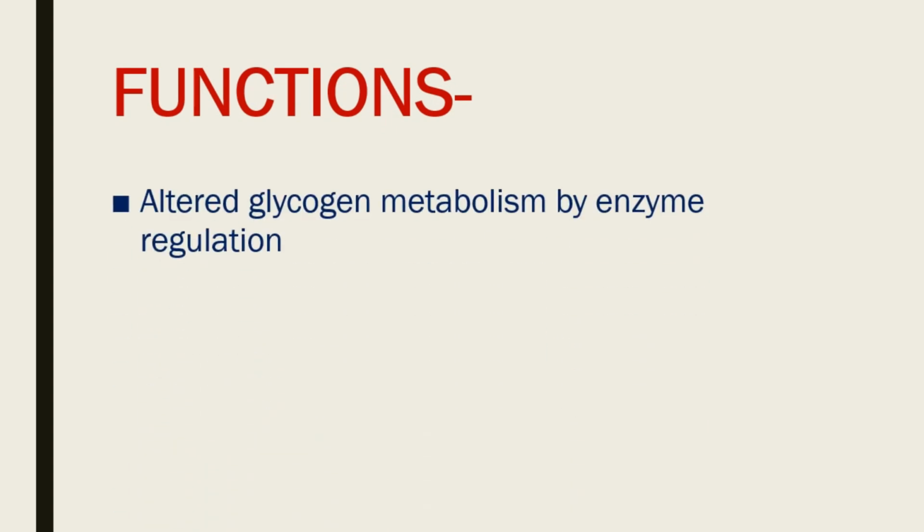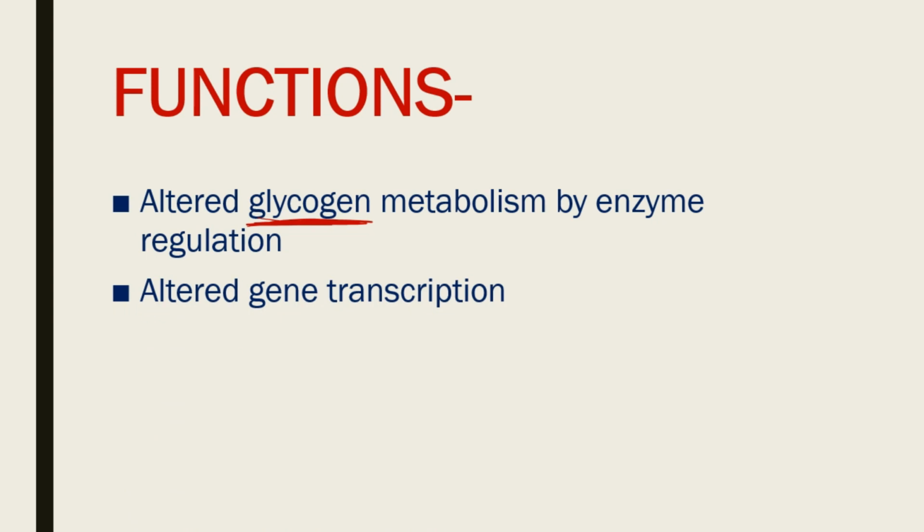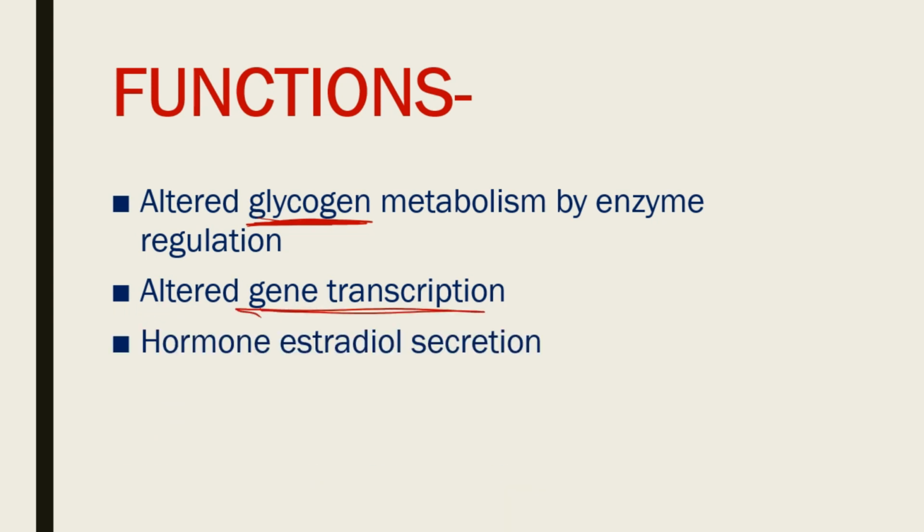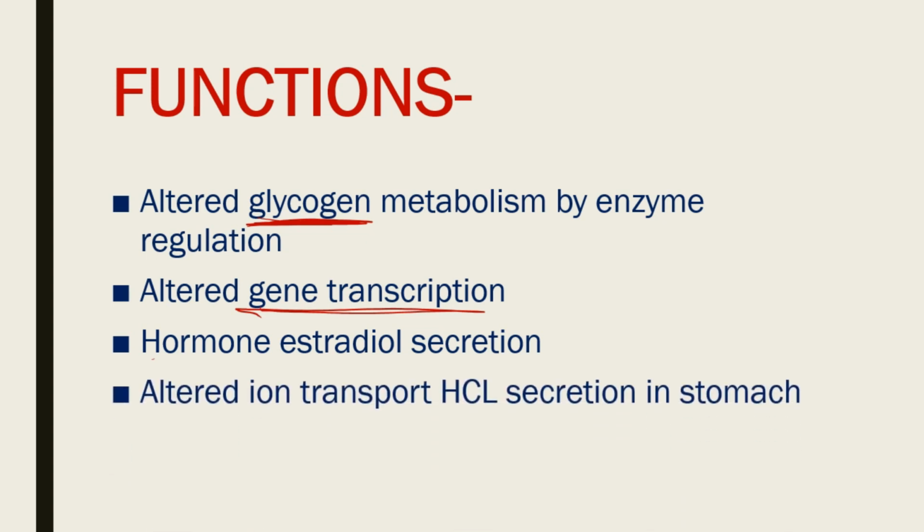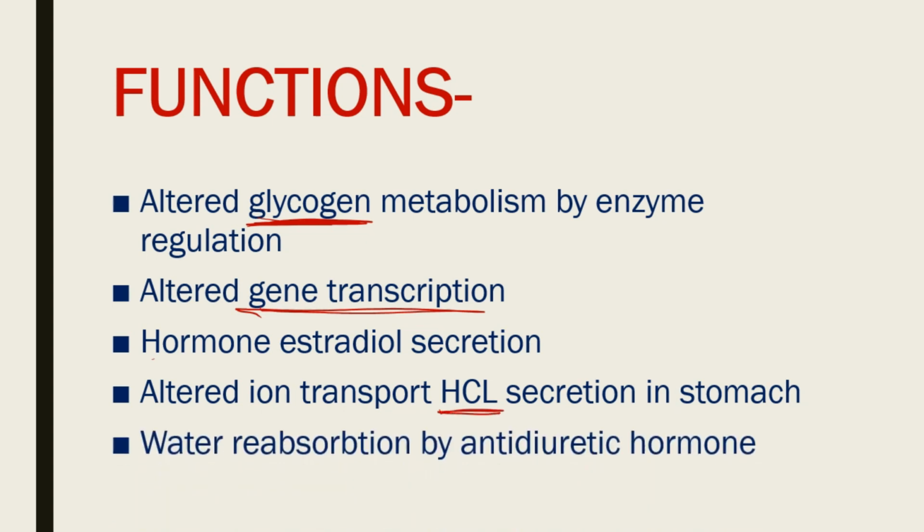Now we look at the functions of cyclic AMP. It alters the glycogen metabolism by enzyme regulation. So it controls or alters the glycogen metabolism. It will alter the gene transcription. It is responsible for hormone secretion like estradiol. It alters the ion transport like HCl secretion in the stomach. It is responsible for the water reabsorption by the antidiuretic hormone, that is ADH.